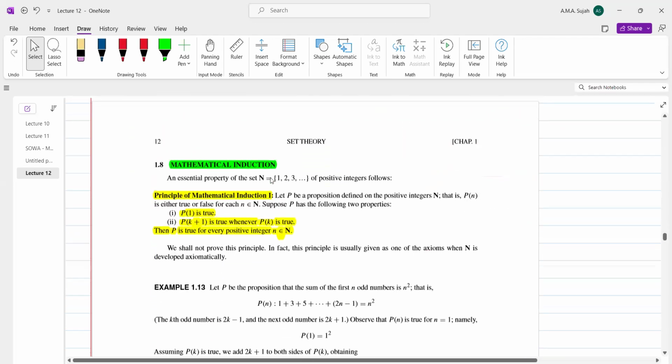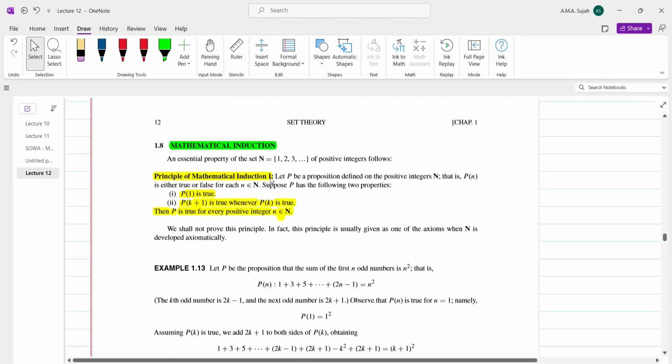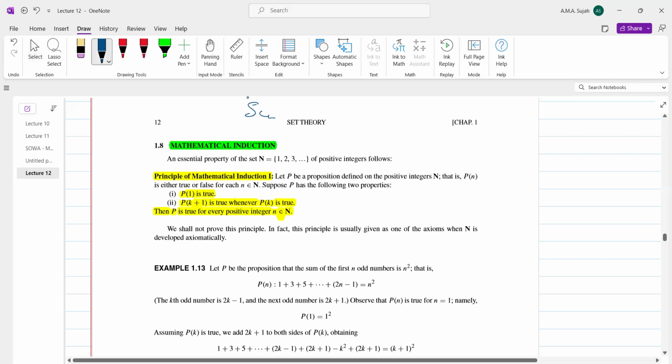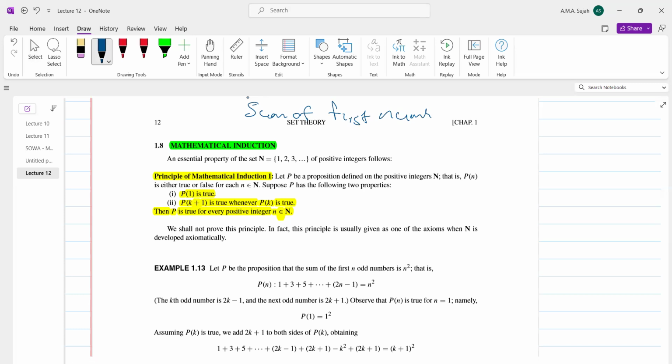The last thing, mathematical induction, right? While this is very basic, I think you know what induction is. Mathematical induction you learn in your O levels or grade 10, right? Let's say you have an equation called the sum of the first n numbers.